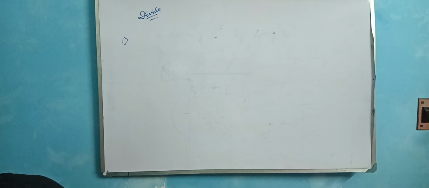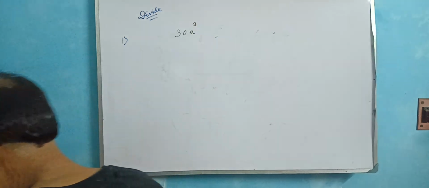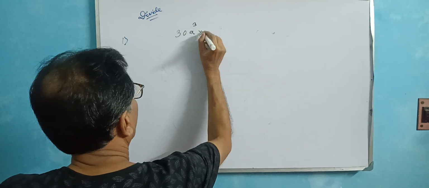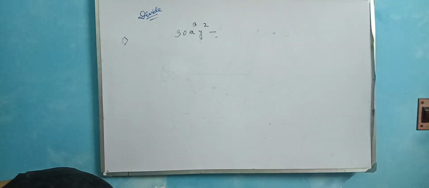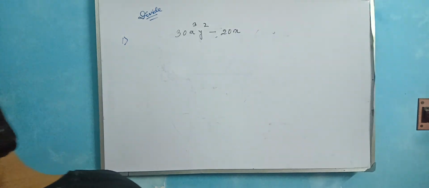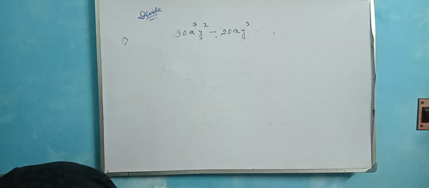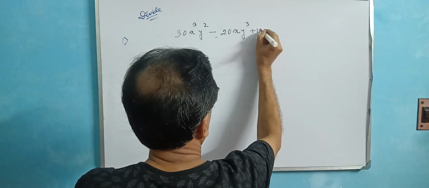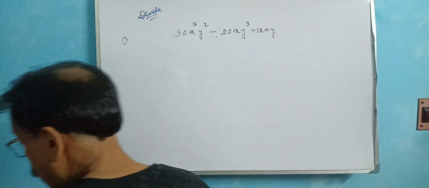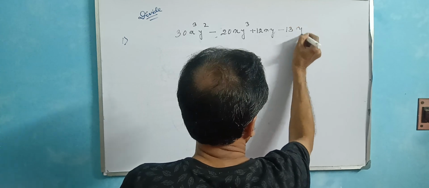Now the other sum is, here is 30x cube y square, minus 20xy cube, plus 12xy, minus 13y. Okay.